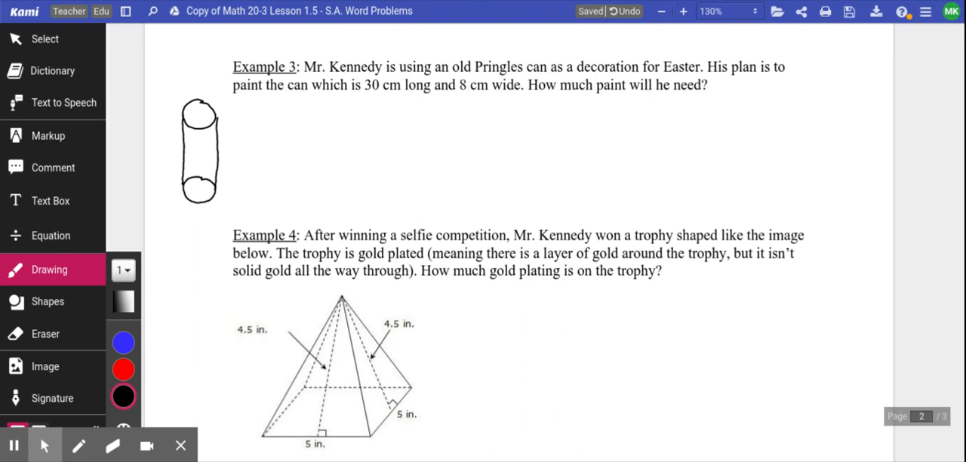So when you're doing these questions, important strategy: draw the picture of what you want. I wanted a Pringles can. A Pringles can's a cylinder.